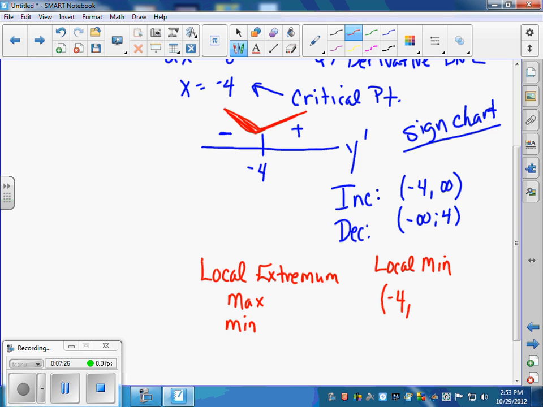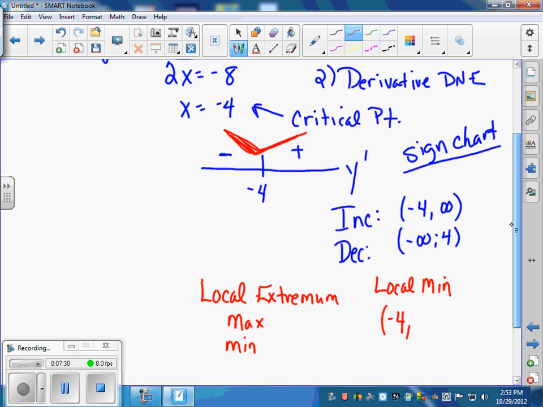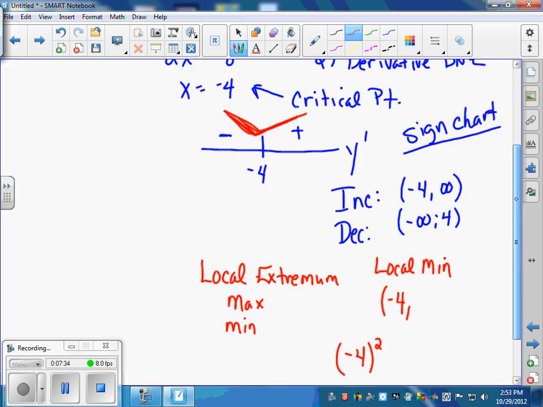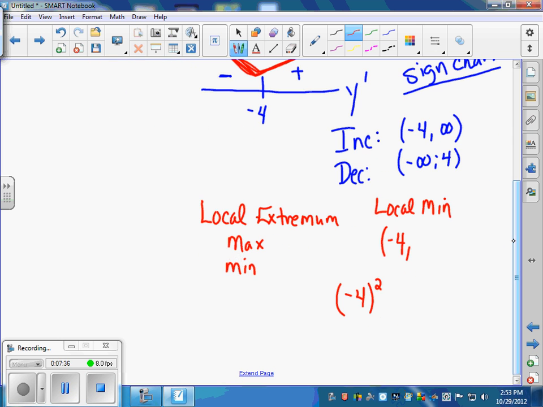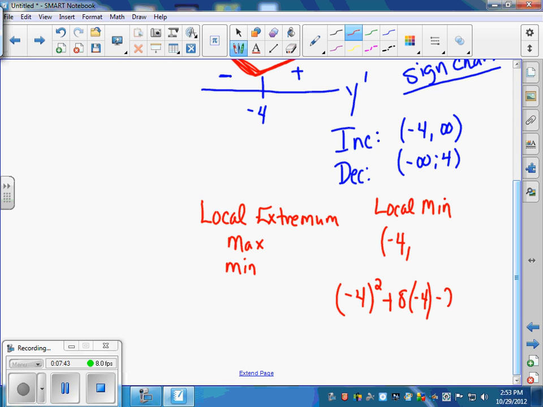And then I would go back and put -4 into the original problem and find out what my y value was. So if I did -4 squared, okay, because we had x squared plus 8x, so plus 8 times -4, and then minus 2. So that would be 16 minus 32 and minus 2, which would be -18. So now I know where my local minimum is.